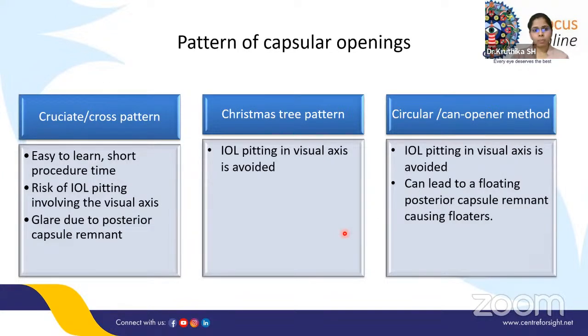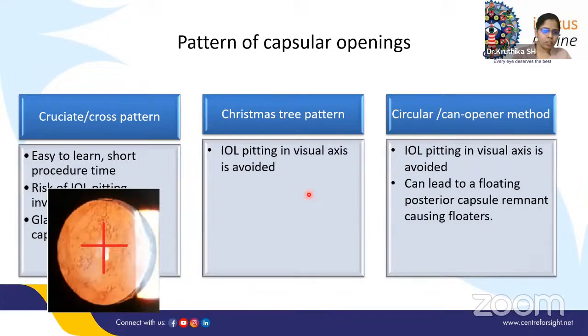There are a few patterns of capsular openings. One of the primary ones is the cruciate or cross pattern, and one more is the circular or can opener method. The second one here is a modification of the cruciate or cross pattern. What is cruciate or cross pattern? In this, we start giving shots of Nd:YAG laser from 12 o'clock to 6 o'clock, after which we give laser shots horizontally from 3 o'clock towards 9 o'clock position.